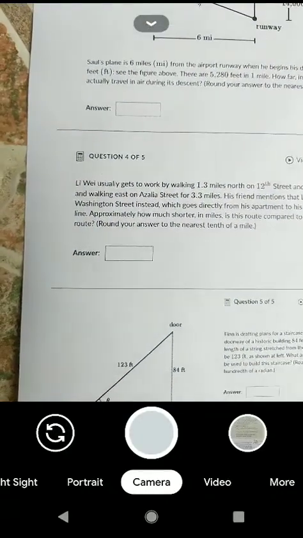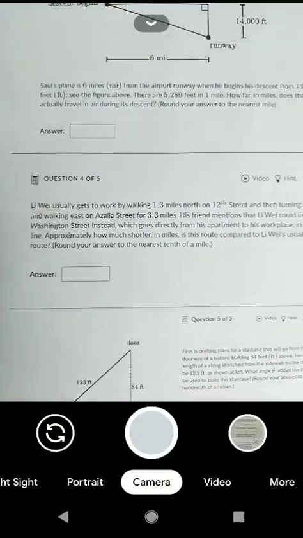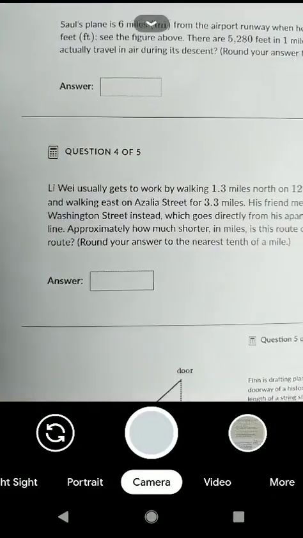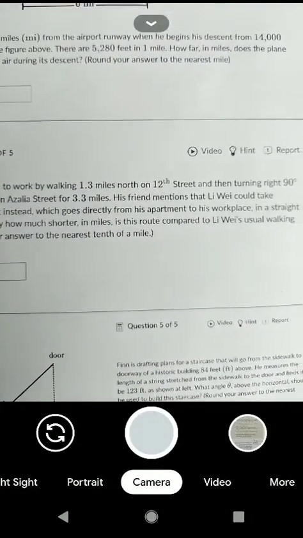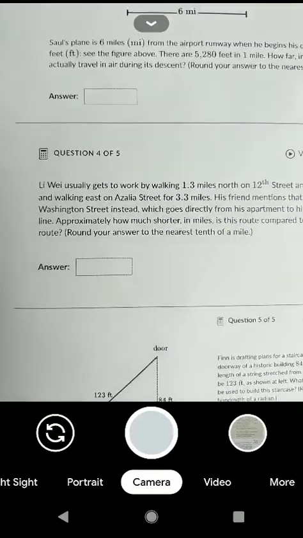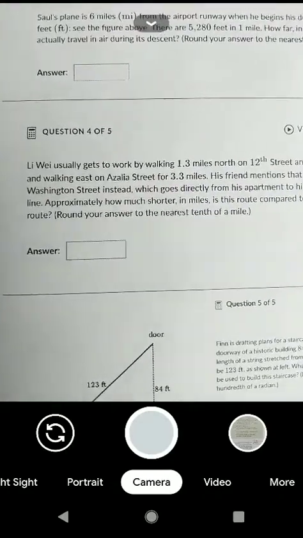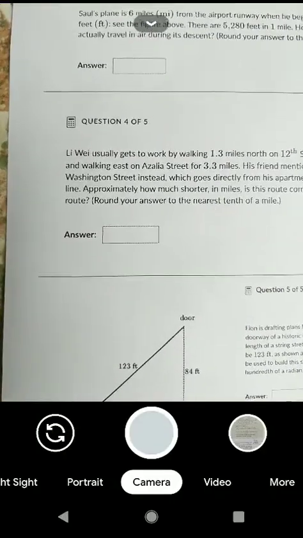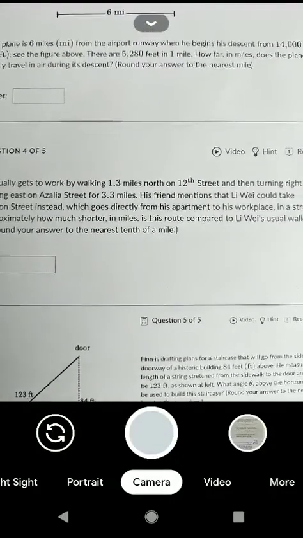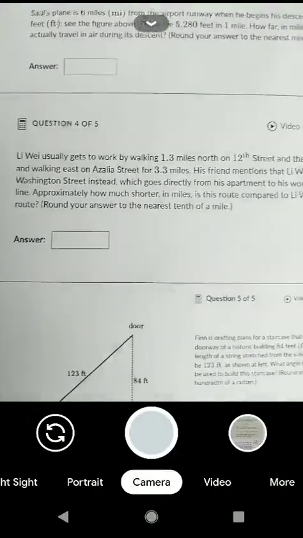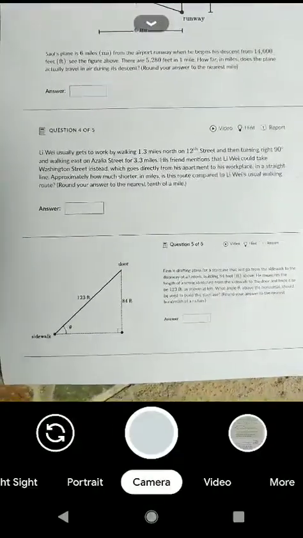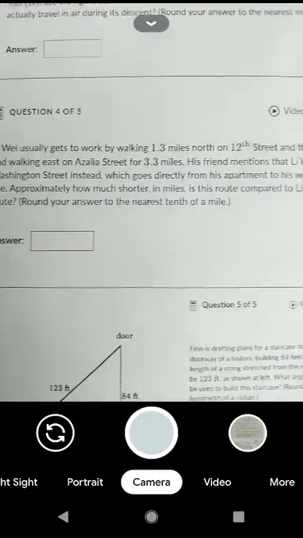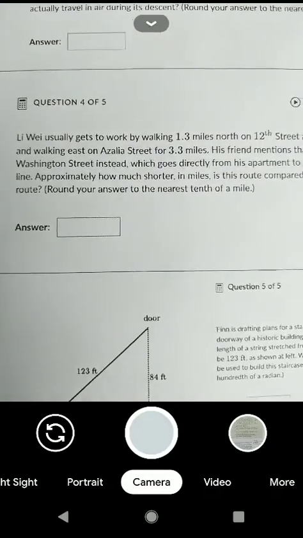I'm not going to read this entire thing, but yeah, I'll read it. Lee Wei usually gets to work by walking 1.3 miles north on 12th Street and then turning right 90 degrees and walking east on Azalea Street for 3.3 miles. His friend mentions that Lee Wei could take Washington Street instead, which goes directly from his apartment to his workplace in a straight line. Approximately how much shorter in miles is this route compared to Lee Wei's usual walking route? Round your answer to the nearest tenth of a mile.